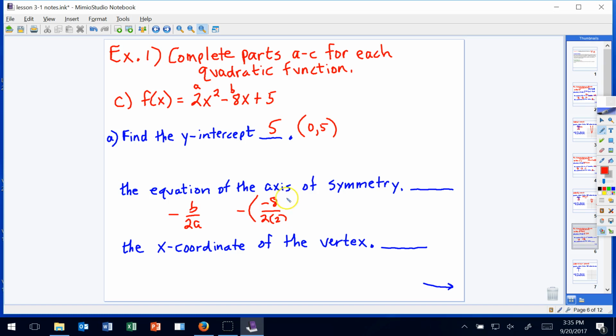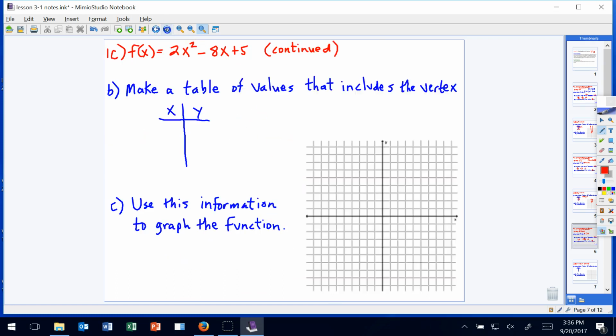A is +2. I just always look at this part in parentheses first. -8 divided by 4 is -2, and the opposite of -2 is +2. So remember to write the equation of the axis of symmetry. It should be a vertical line, and in this case it's going to be the line x equals 2. And that becomes the x coordinate of the vertex.